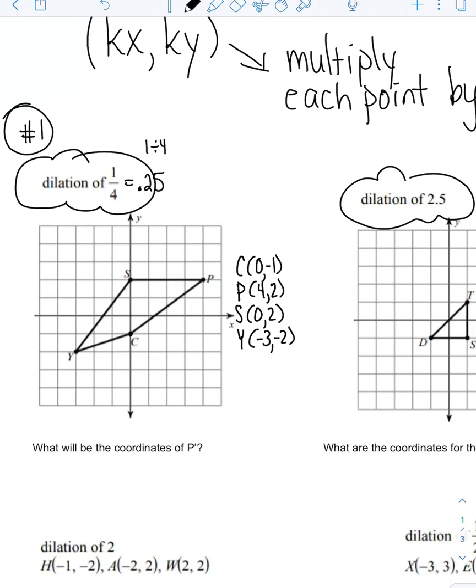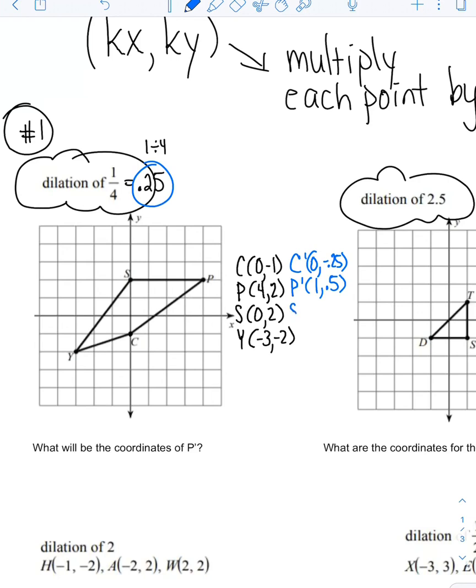To figure out where our dilated, or shrunken, picture will be, we have to multiply every one of these numbers by 0.25. So for C prime, 0 times 0.25 is 0. -1 times 0.25 is -0.25. Now let's do P prime. For P prime, 4 times 0.25 is 1. And 2 times 0.25 is 0.5, or a half.